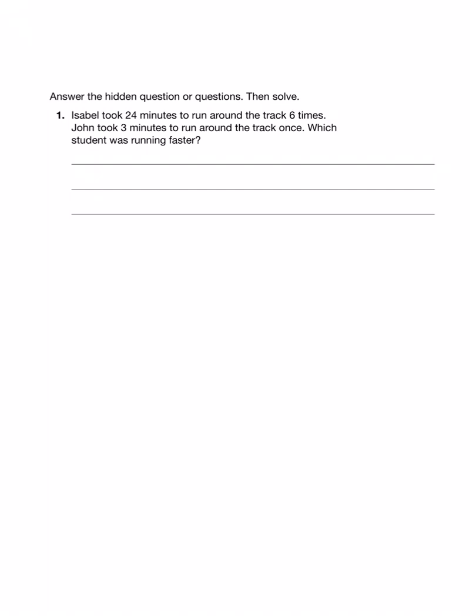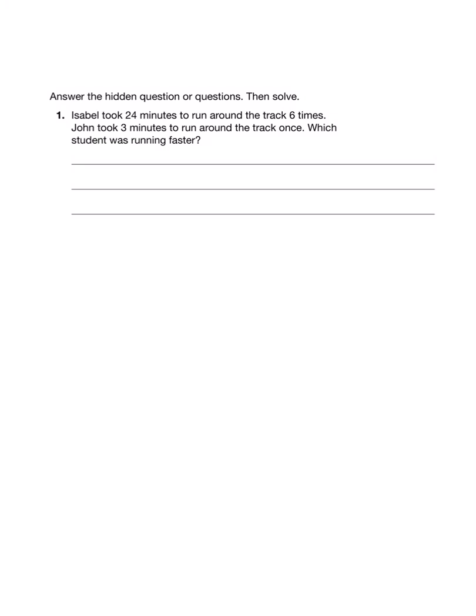Okay, let's look at number 1 together. The directions tell us to answer the hidden question or questions and then solve. Isabel took 24 minutes to run around the track 6 times. And John took 3 minutes to run around the track once. Which student was faster?